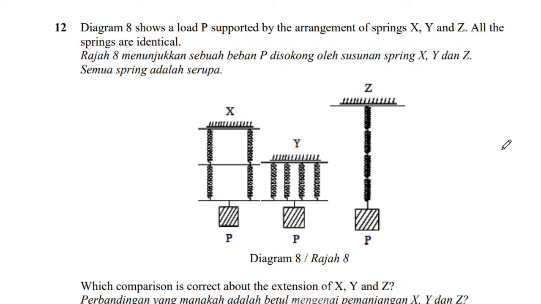All of those springs are identical springs. Now load P, so all the loads are the same. That means the force acting on all the systems is the same. So can you arrange the length of the spring, the extension? The question is asking about extension. Careful, this is extension, not the total length. The question said extension.